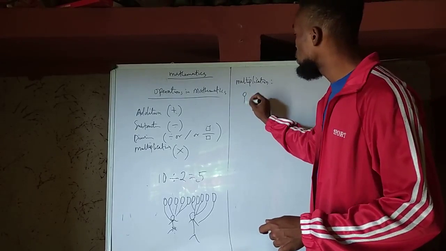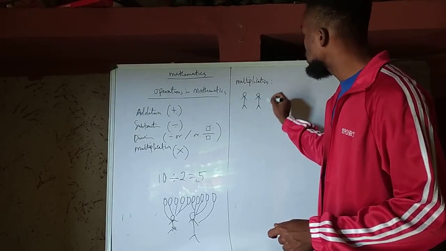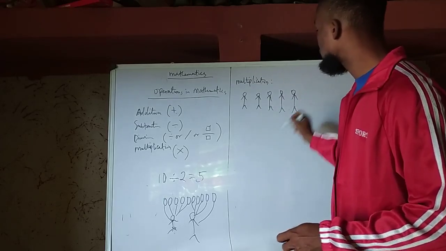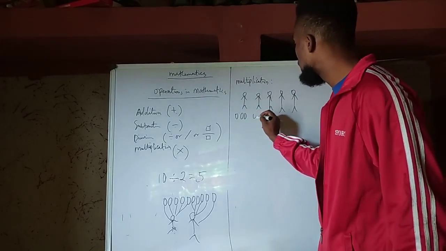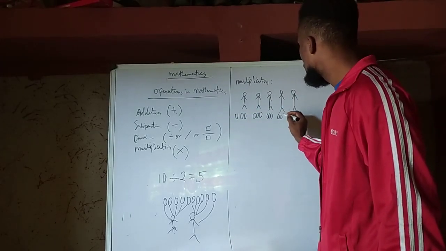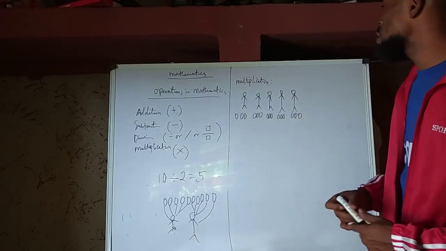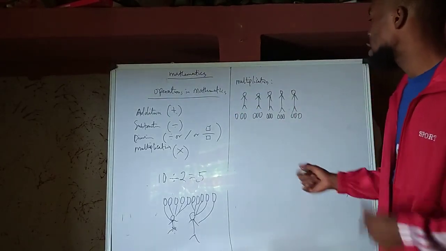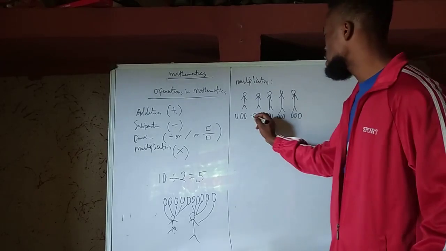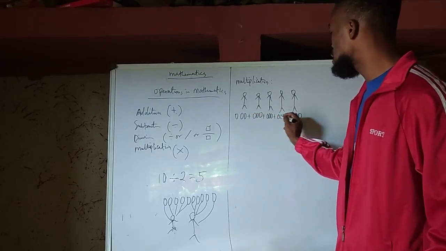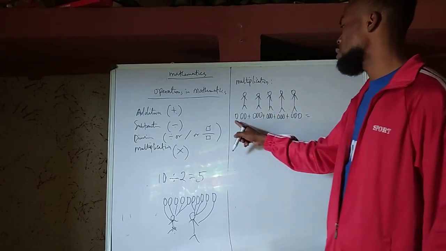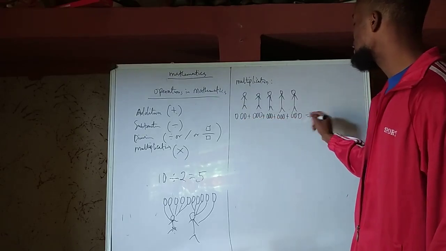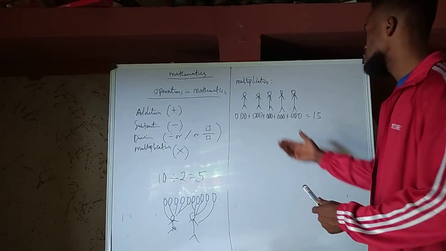We have 5 persons. 1, 2, 3, 4, and then 5. These 5 persons, each of them has 3 apples. Okay, so we want to know, in all, how many apples do we have here? Fine, we can just add it. 3 plus 3 plus 3 plus 3 plus 3, and then we will get the total. So let's add 1, 2, 3, 4, 5, 6, 7, 8, 9, 10, 11, 12, 13, 14, 15. That's a whole lot. So that means they have 15 apples.